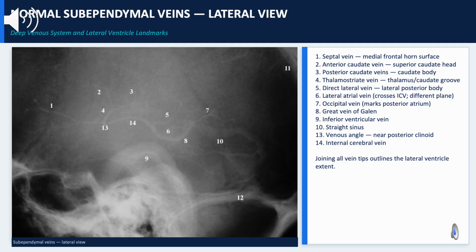The venous angle (13), the junction of the thalamostriate vein and internal cerebral vein, is the most reliable landmark for the posterior margin of the foramen of Monro and the anterior thalamic surface. Lateral displacement of the internal cerebral vein (14) indicates contralateral mass effect. Vertical displacement suggests supratentorial herniation.